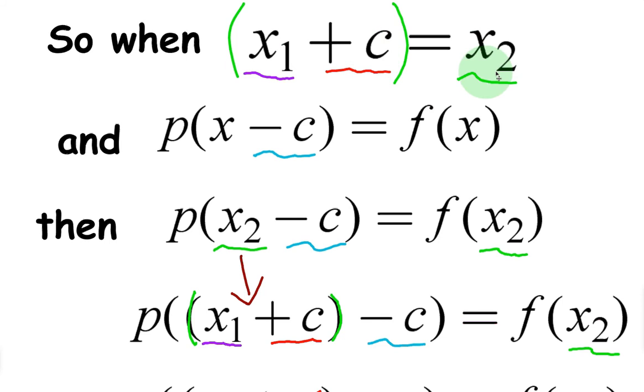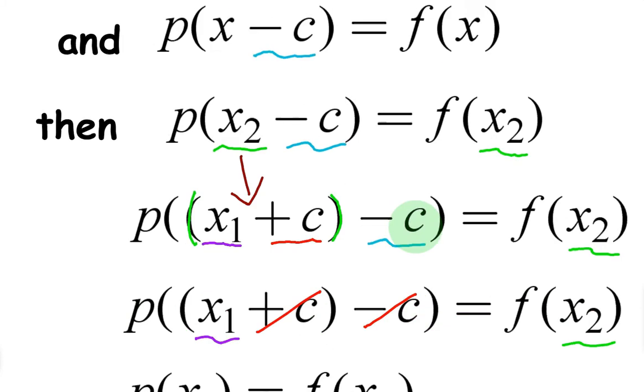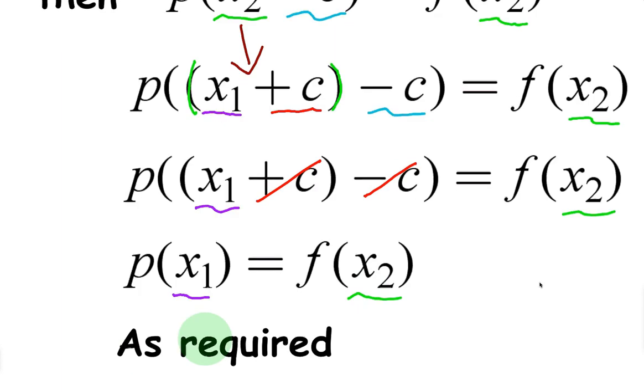Let's prove why this is true. So when x1 plus c is equal to x2 and p of x minus c is equal to f of x, then we can do a simple substitution. Since x2 is equal to x1 plus c, we can replace it in our formula here, and then the plus c minus c is going to cancel, and we get what? P of x1 is equal to f of x2, as required, which is what we were originally trying to prove.